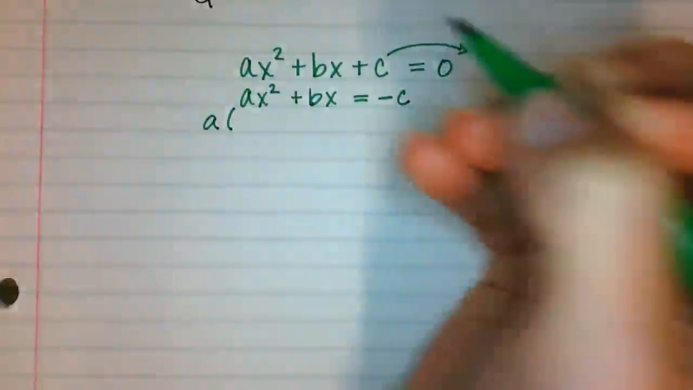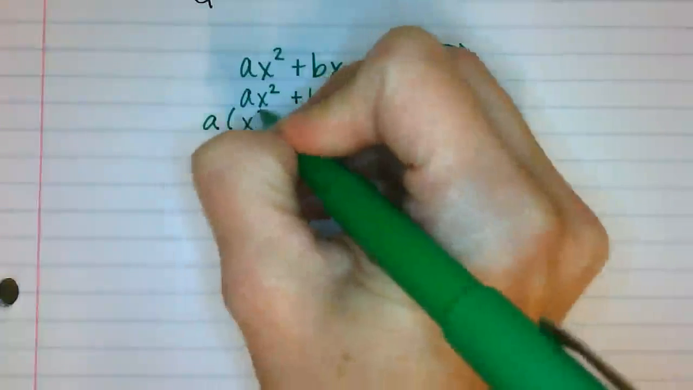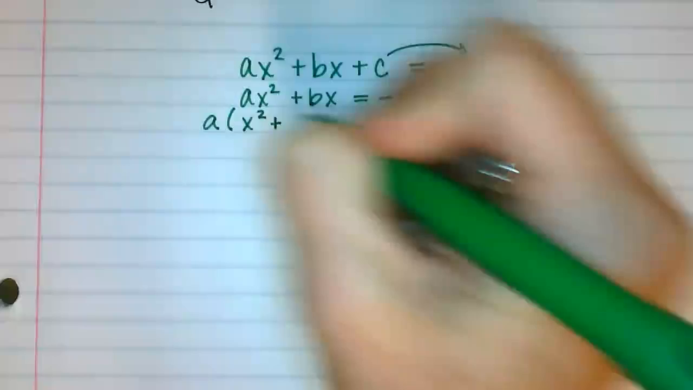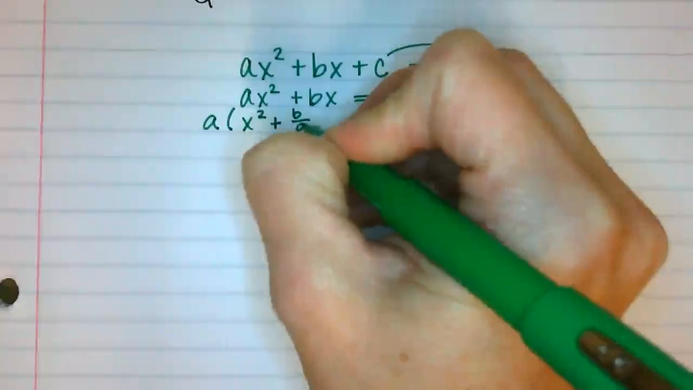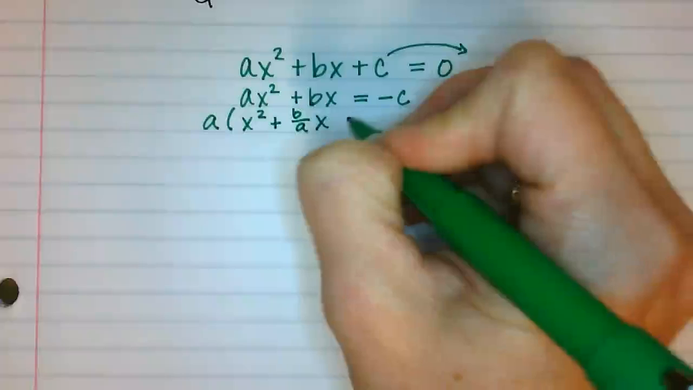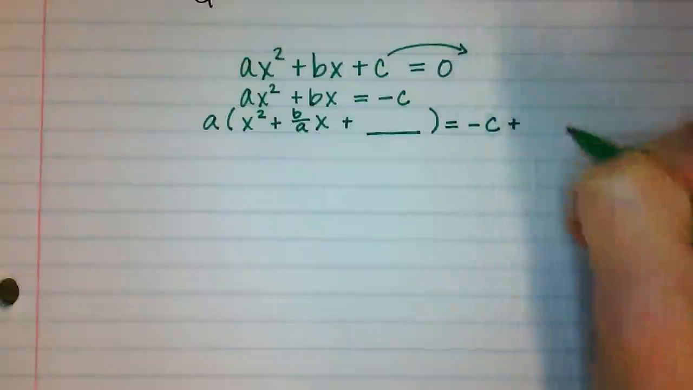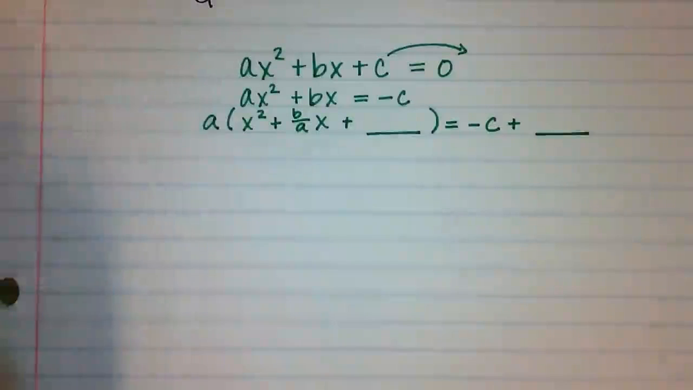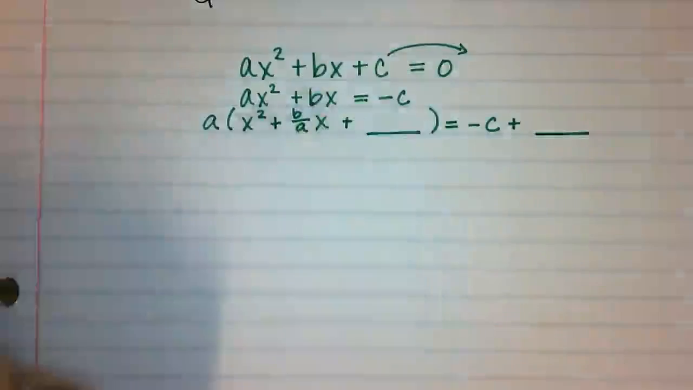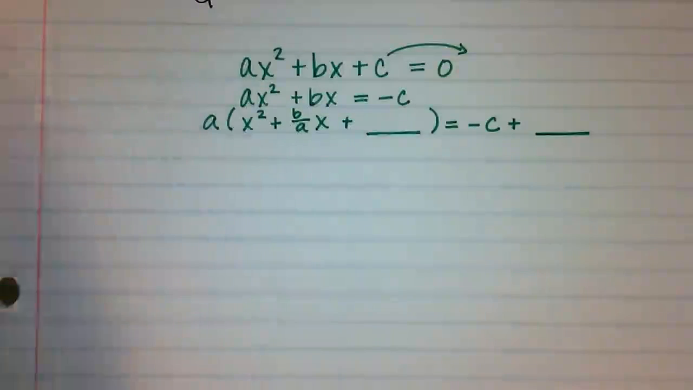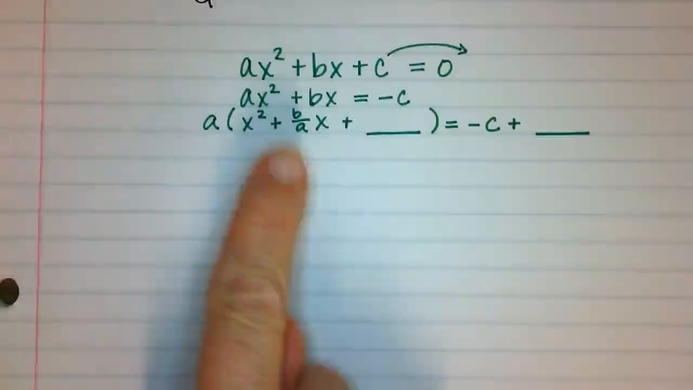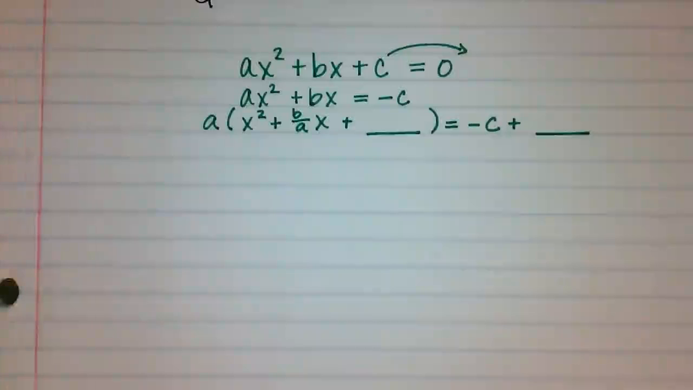When I take this out, I'm left with x squared plus whatever b over a is. And then we can put our blank equals negative c plus, and then we can put our blank. So I took the a out. When we take the a out, we take the b and we divide it by whatever a was, and that's what's left over. All right, so now we got to think about our special number here. Who should we put in the spot? So let's think for a second.